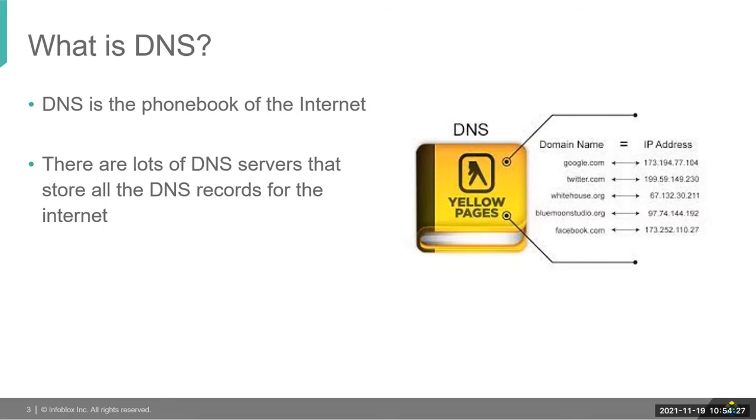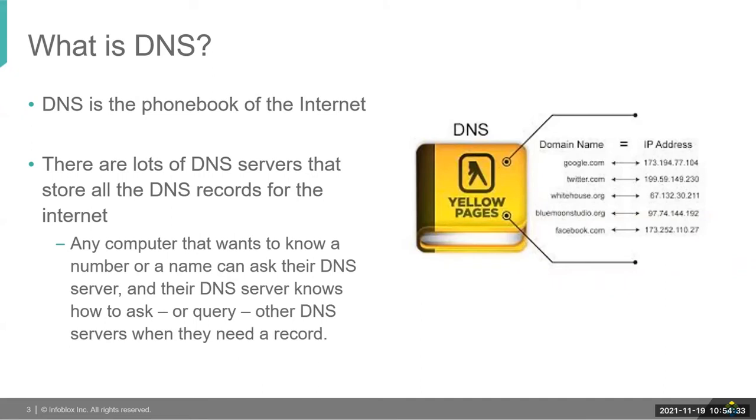access google.com. So there are many DNS servers that store all of these records for the internet. So anytime anybody wants to look up a name or number, this DNS server will query their own records or other DNS servers where they need a record. So think of it as a bunch of yellow pages phone books strung together and connected to each other.